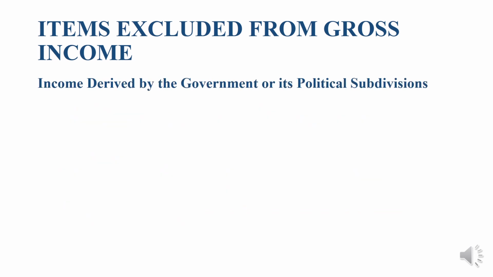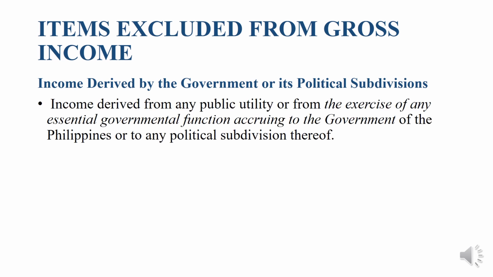Finally, we have the incomes derived by the government, the Philippine government, or its political subdivisions. So, if you recall our discussion on the general principles, we have this inherent limitation of non-exemption of the government from the tax. So, again, all incomes by the government or any of its agencies or political subdivisions shall be excluded from the gross income and therefore from the tax. So incomes derived from any public utility or from the exercise of any essential governmental function accruing to the government of the Philippines or to any political subdivision thereof are also excluded from the gross income, hence from the tax.